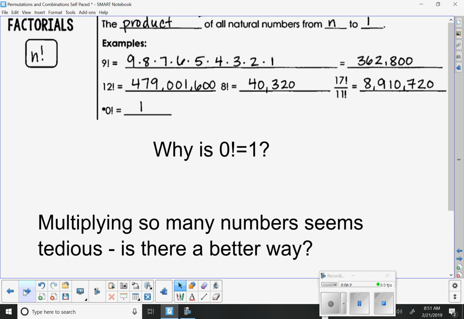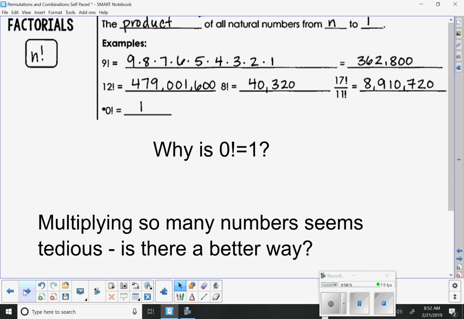You're back to your notes now. In the middle of your page, you should write this information down. The product of all natural numbers from n going down to 1. Okay, that's what a factorial is. So 9 factorial is 9 times 8 times 7 times 6 times 5 times 4 times 3 times 2 times 1. And that's 362,880. Big number.